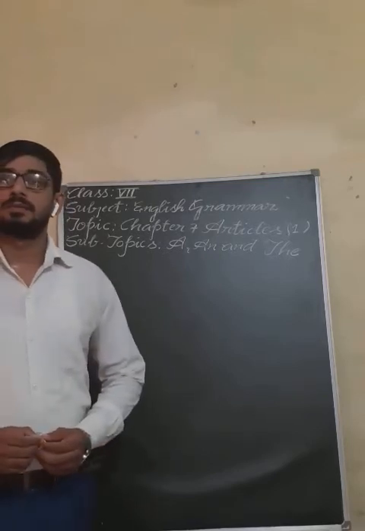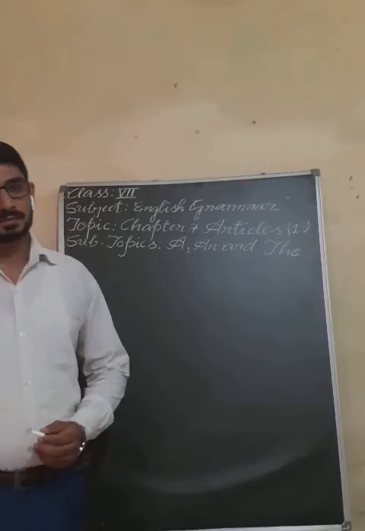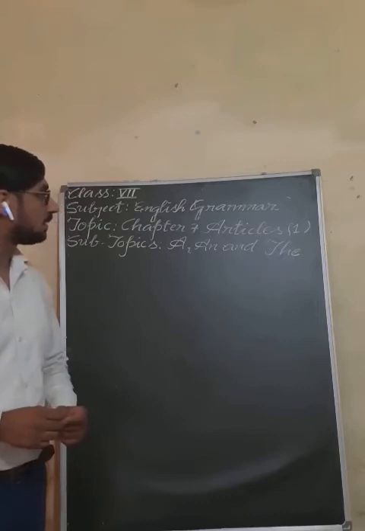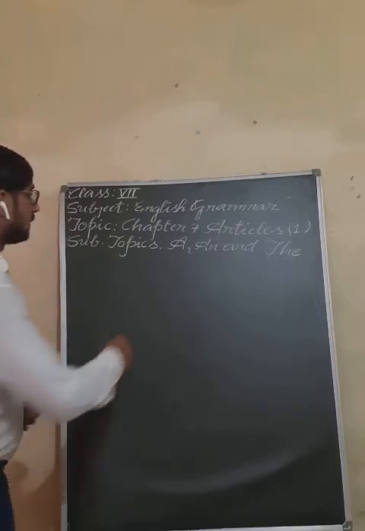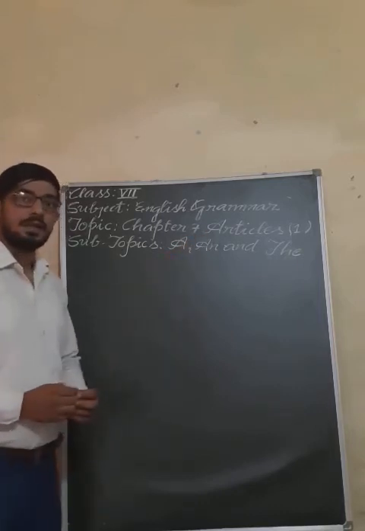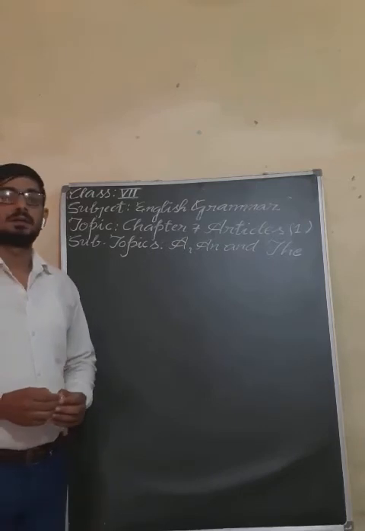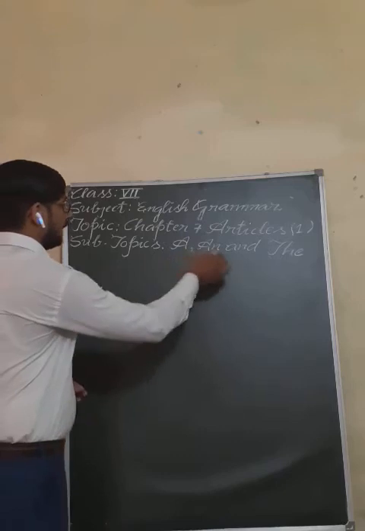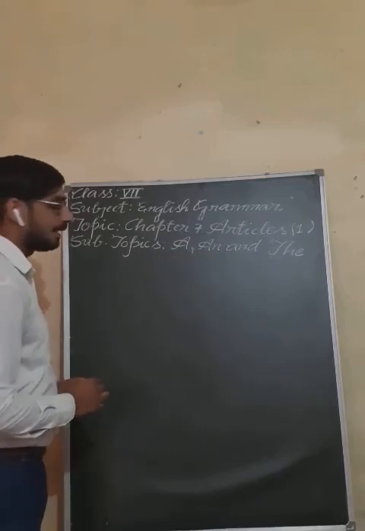Today, we will study class 7th English Grammar, chapter number 7, Articles. In this chapter, we will read about the subtopics a, an, and the.